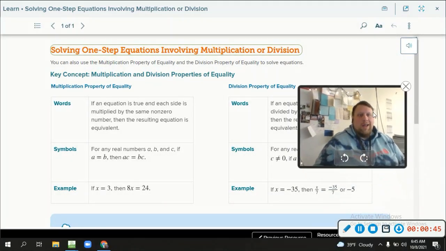Boosh. All right. Solving one-step equations involving multiplication or division. Go ahead and make sure you have the LT, which is over that direction on the board in blue. And what is it today? I will solve one-step equations using multiplication and division.